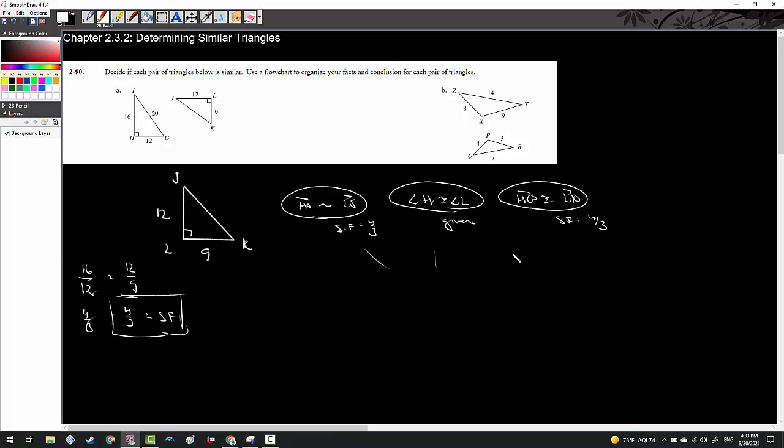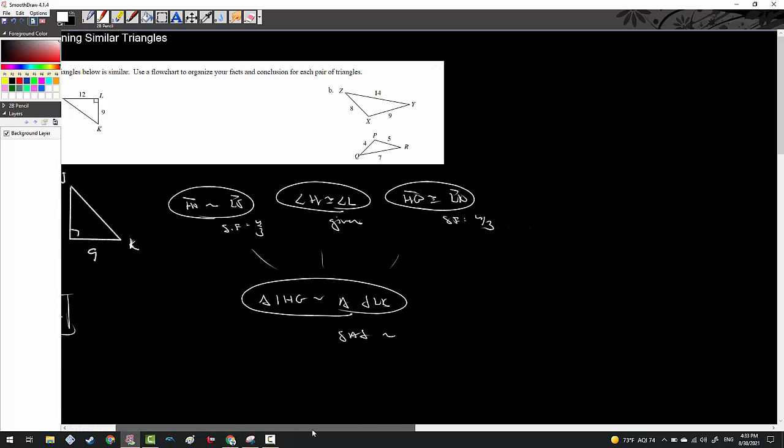So I would say then that triangle IHG is similar to triangle JLK. And that's because of our good old buddy side angle side similarity. So I think that's a pretty straightforward kind of problem here, and that's pretty much what we're learning today, which is how to determine if triangles are similar using flowcharts to express the idea.